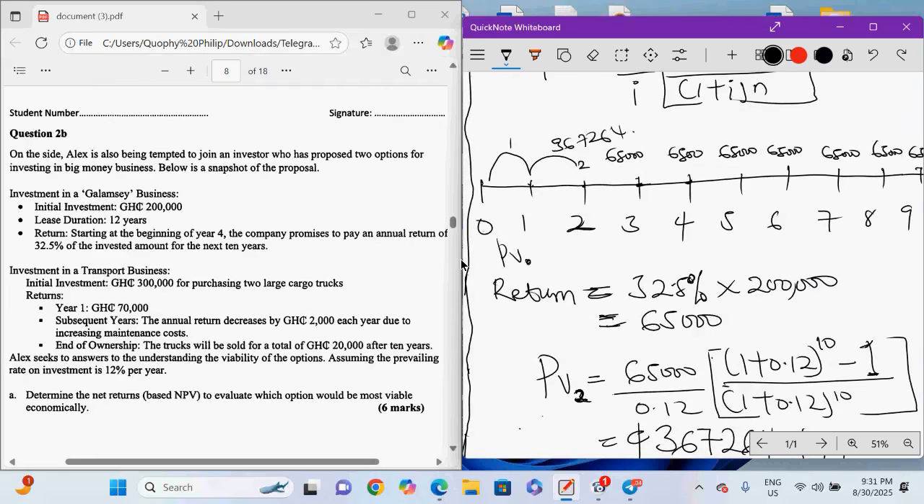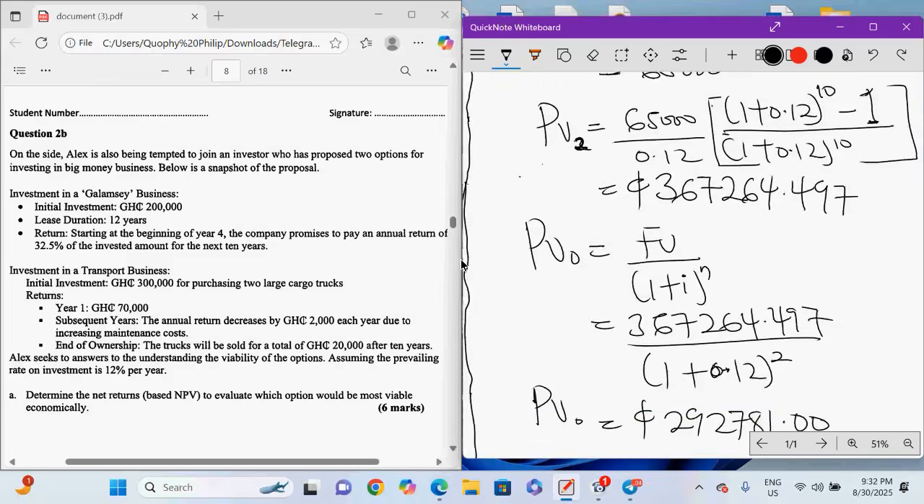So I said starting at the beginning of year 4. All the points represent the end. So the beginning of year 1 is year 0. So the end of year 1 is here. End of year 2. End of year 3. End of year 4. End of year 5. So if you want the beginning of year 4, the beginning of year 4 is starting at the end of year 3. The end of year 3 is the same as the beginning of year 4. Yes, sir. All right.